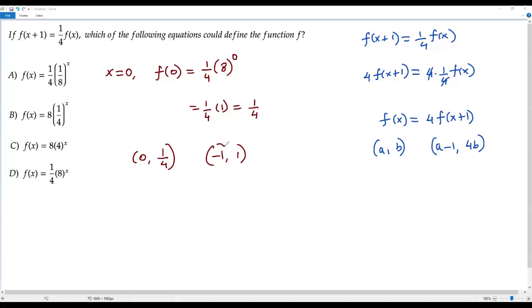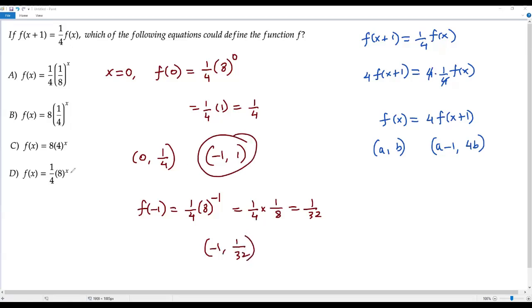To verify that, we have to plug in x equals negative 1 into the function over here in option D. So then f of negative 1 is equal to 1/4 times 8 to the power of negative 1. So this 8 to the negative first power can be written as 1/8. So I'm getting 1/32. So that is, when I plug in x equals negative 1, I'm getting the y coordinate 1/32. So this point is not on the graph of f of x in option D. So the correct answer choice for this question is option B.